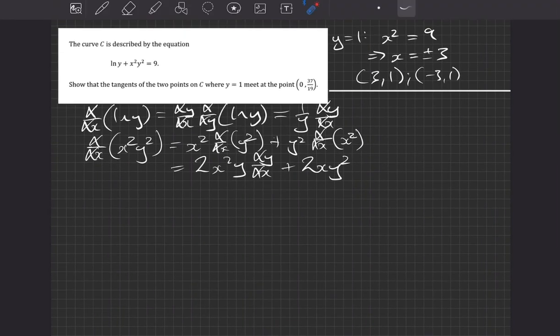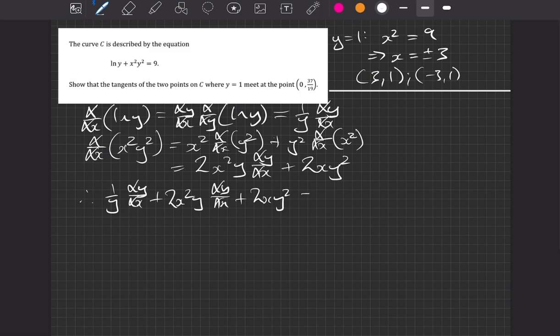Right then, next step. We've differentiated x squared y squared, and we've differentiated the log of y. So we've done the whole left-hand side. The right is just a constant, so it's going to go to 0. So we want to rebuild our equation, all differentiated. Effectively, we have this bit plus these two bits here. So that gives us 1 over y dy/dx plus 2x squared y dy/dx plus 2xy squared is equal to 0. And now we want to factorise our dy/dx and make that the subject.